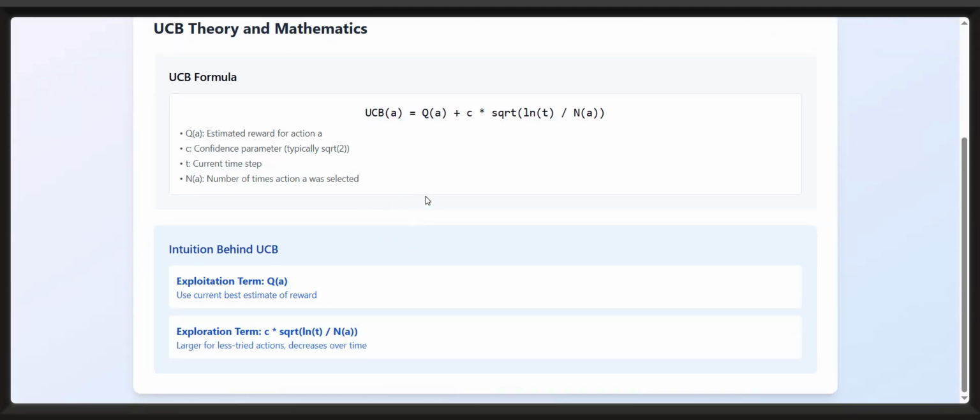So what is the idea behind this? Well, the first part of the formula, Q of a, is pretty straightforward. That's just exploitation. It says what is the average reward we have seen from this arm so far. The second part, c times the square root of log t over N of a, is the exploration bonus. It gets smaller the more you have pulled that arm, and it grows slowly over time, so arms that have not been tried much get a bigger boost, which encourages the algorithm to try them, but as they get pulled more, that bonus shrinks.